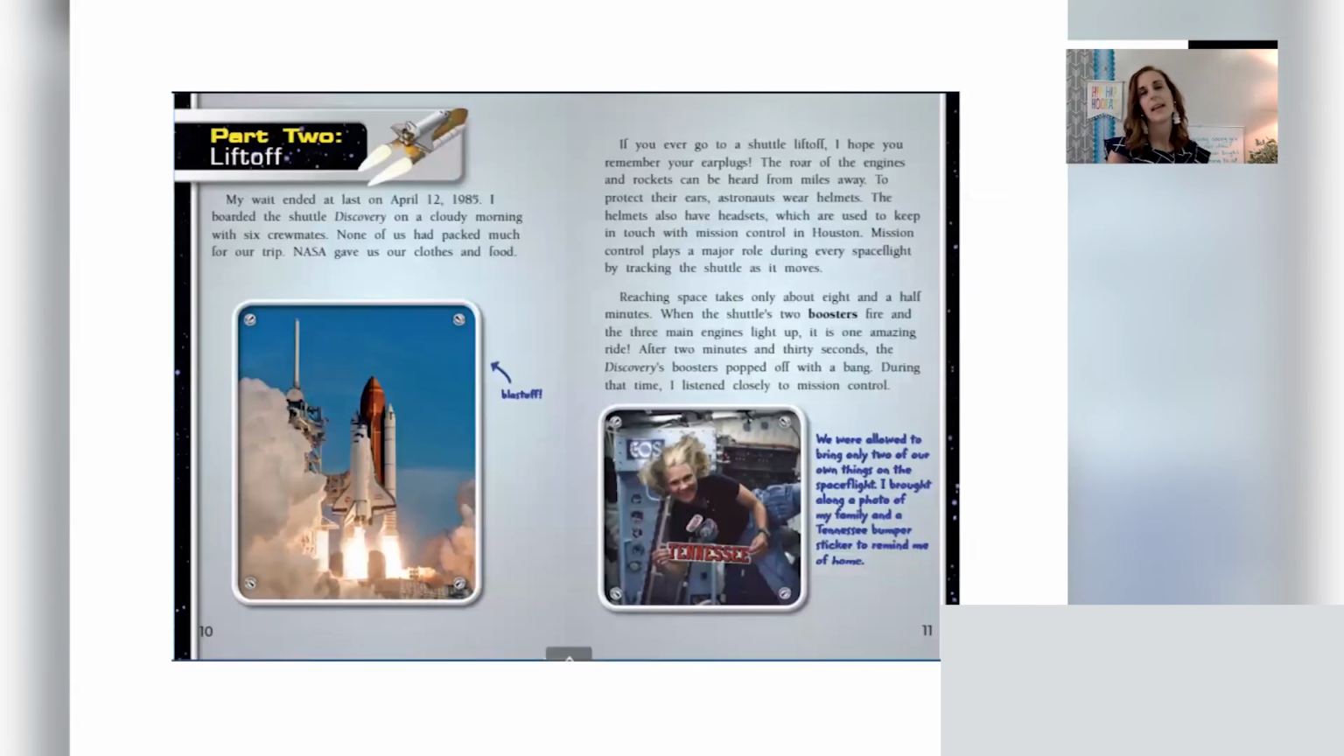Back to our story. As I read, listen for the words mission control and boosters. After I read, I'll come back and ask you to tell me what they mean and ask how you figured out the definition. Part 2 of our story is called Liftoff.